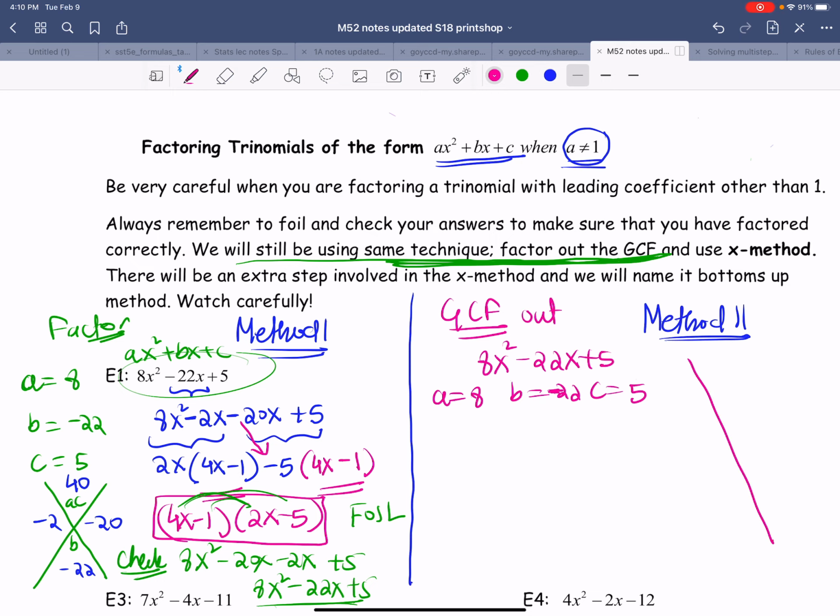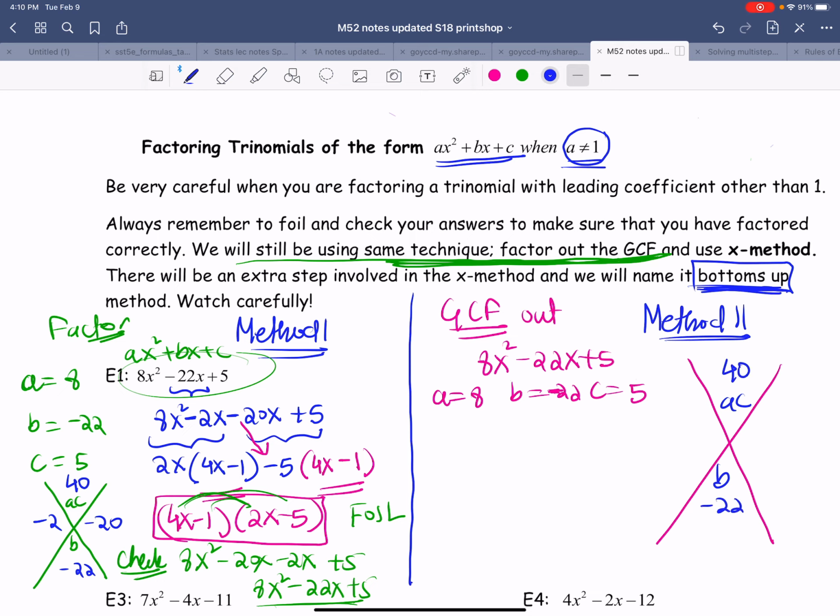Now it's time to do the X method. And this method is called the bottoms up method. There's a lot of different names for this method, but I call it the bottoms up method. In the bottoms up method, A times C goes on the top, B goes on the bottom. A times C is 8 times 5, which is 40, and B is negative 22.